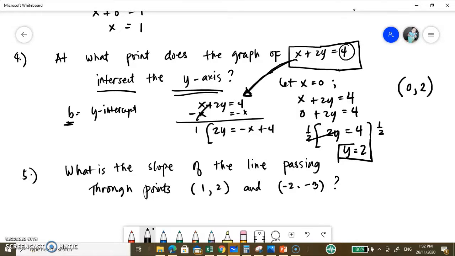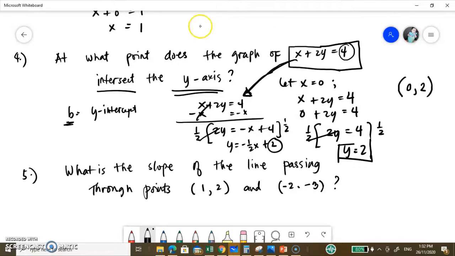And then, we have to multiply 1/2 to both sides of the equation. So, you get y is equal to negative 1/2 of x plus 2. Okay? So, yan ang ating y-intercept. It would pass at the ordered pair 0 and 2.